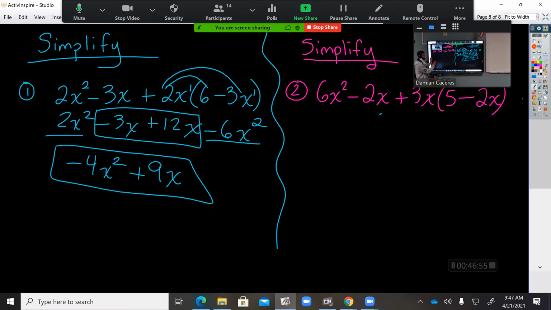Now, same concept on the pink example. Try it on your own. Take a full 2 minutes. I'll review it, and we're officially done with this review, part 1.